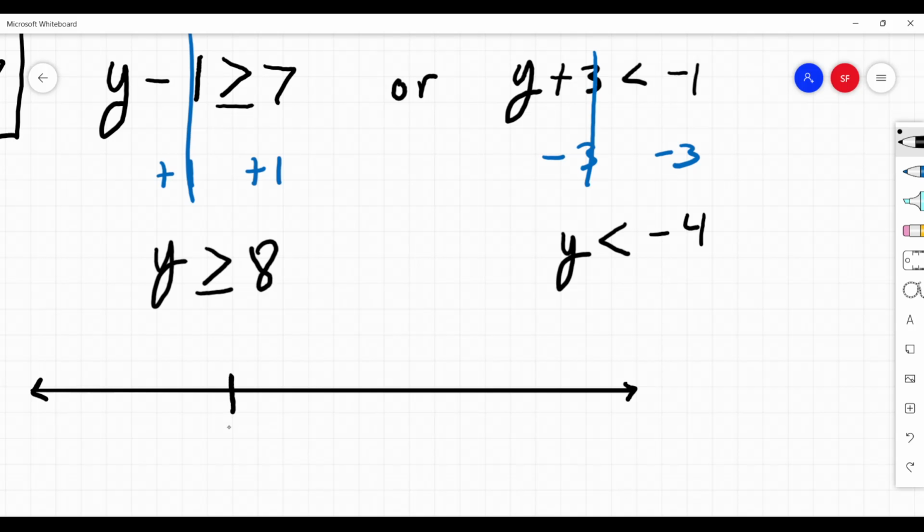Going to put a 0 here and go negative 2, positive 2, 4, 6, 8, negative 4. And then on this side, am I going to do an open or closed circle? Open. And you'll shade it to the left. Shade it to the left. And the other side is a closed circle shaded to the right. Closed circle to the right.